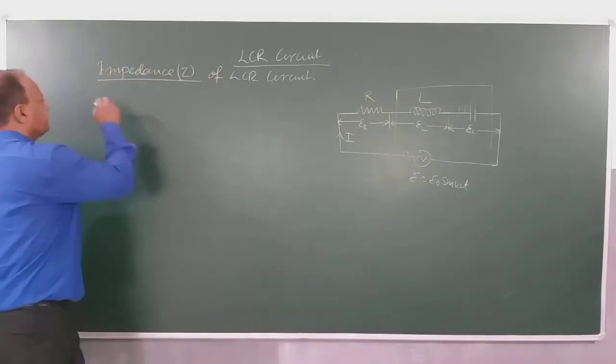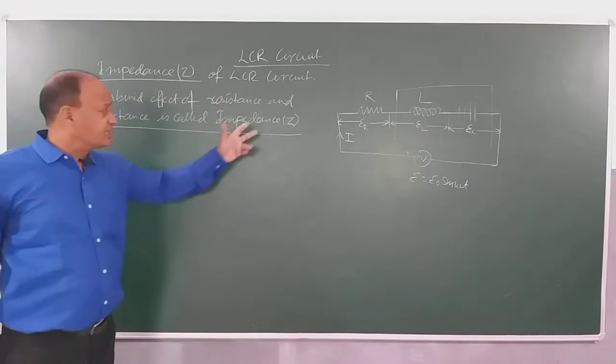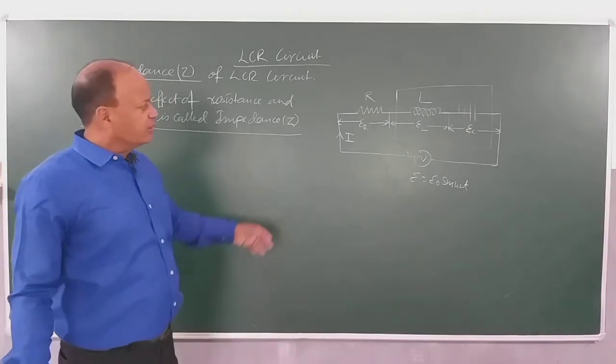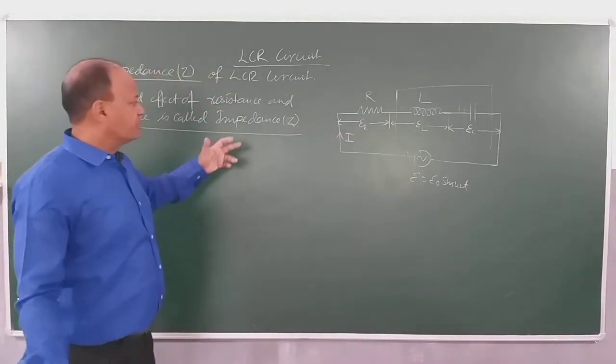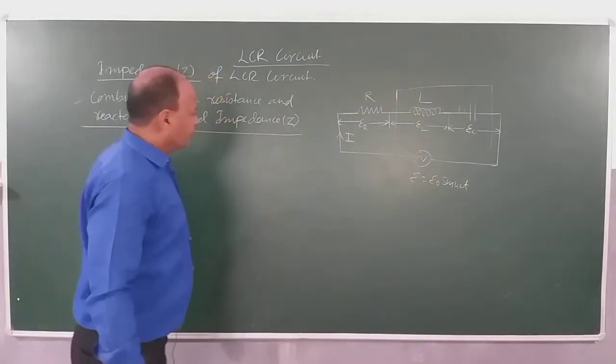Let's see here. So children, the combined effect of resistance and reactance is called the impedance of the circuit. We will try to calculate what impedance is and what its value is. Remember, its symbol is what? Z. We look at this circuit.